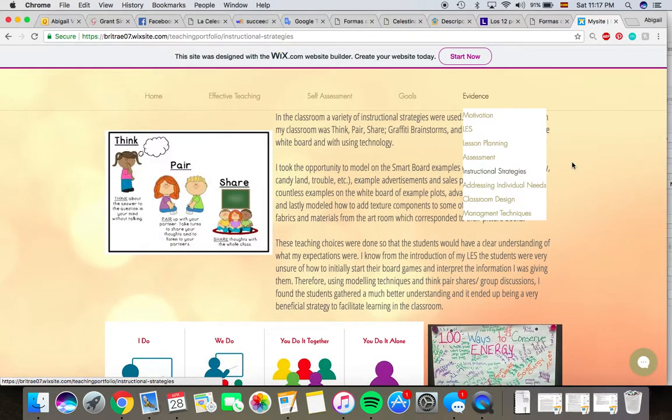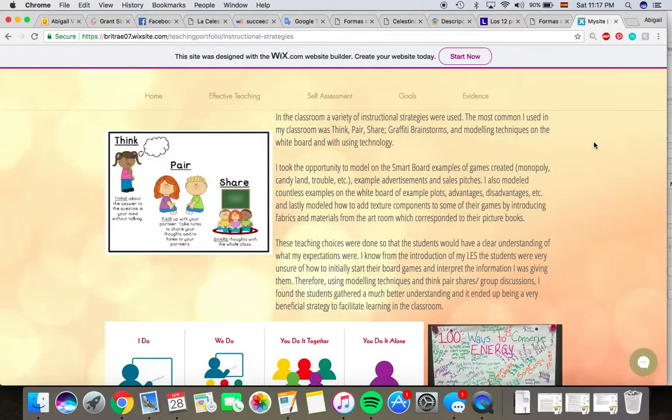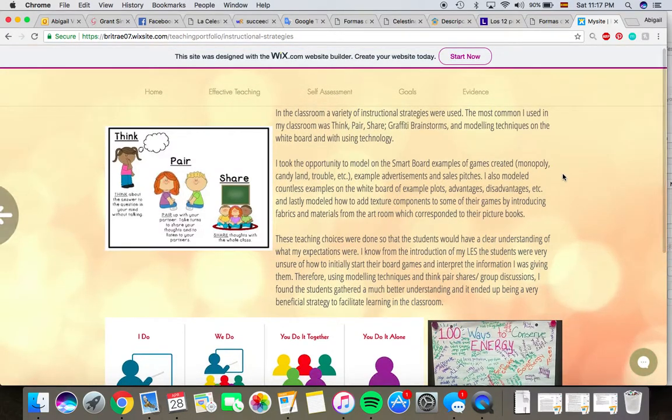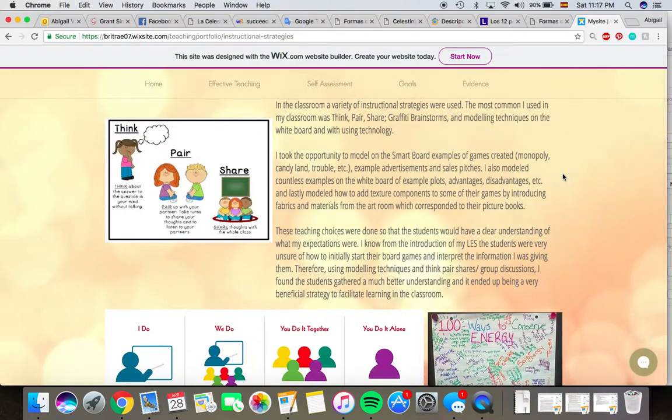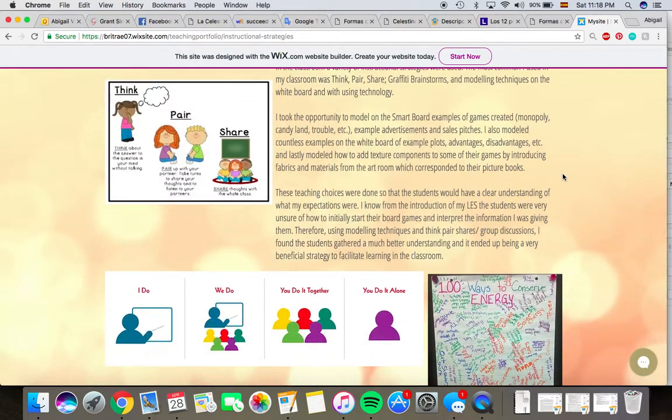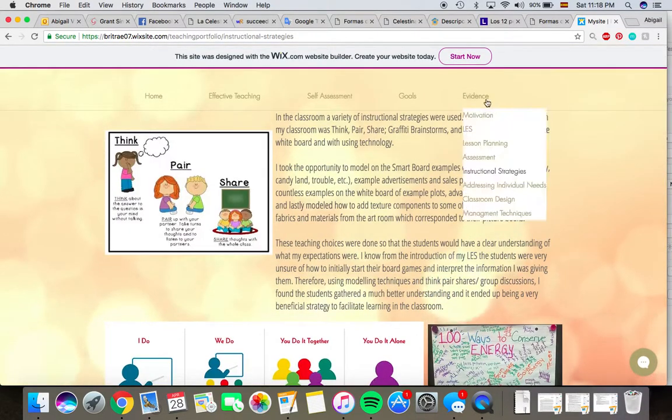Instructional strategies. So we did quite a bit of instructional strategies in my class. So I used Think, Pair, Share. And I have a little diagram there to explain what Think, Pair, Share is. I did a lot of modeling techniques. So like we'll do it together, and then I want you, as being the students, to do it alone. And then we did the graffiti brainstorms a lot of the time, where we give them guided headlines to do their brainstorming, or we do concept maps, that kind of thing, which was very beneficial for their learning.